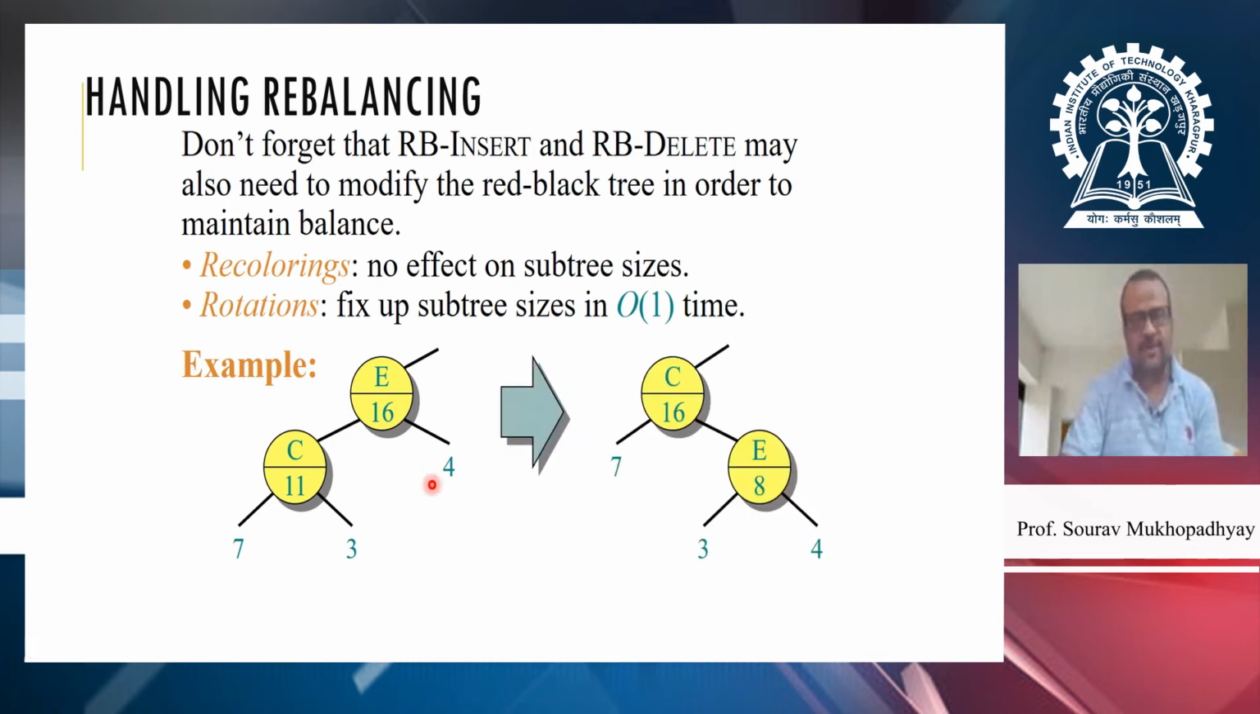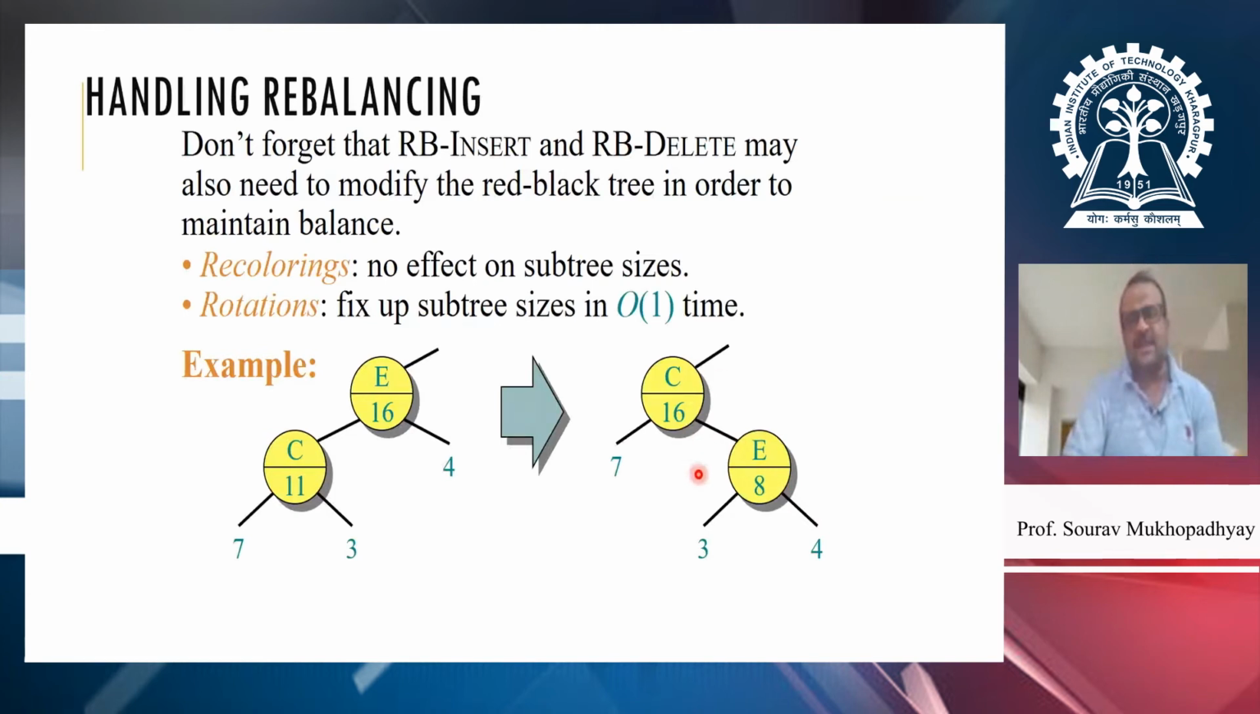So if you do the right rotate, C will go up and E will come down. So this is alpha, this is beta, this is gamma. If you remember this operation, alpha will be hanging over here and beta and gamma will be hanging with this node, and we are changing some pointers over here.